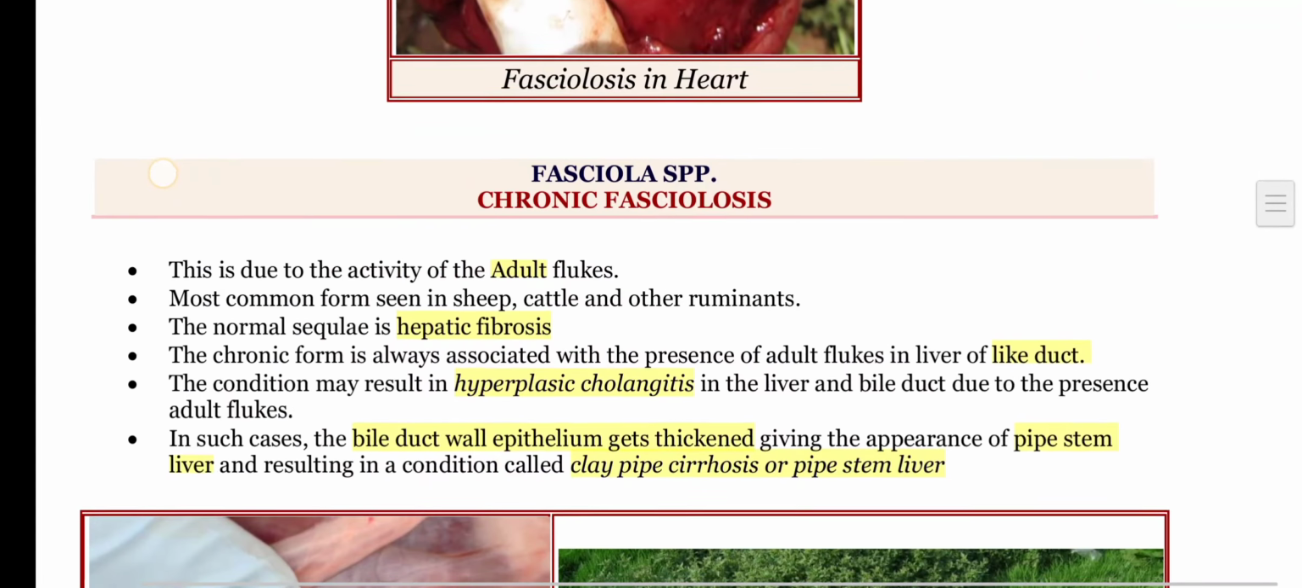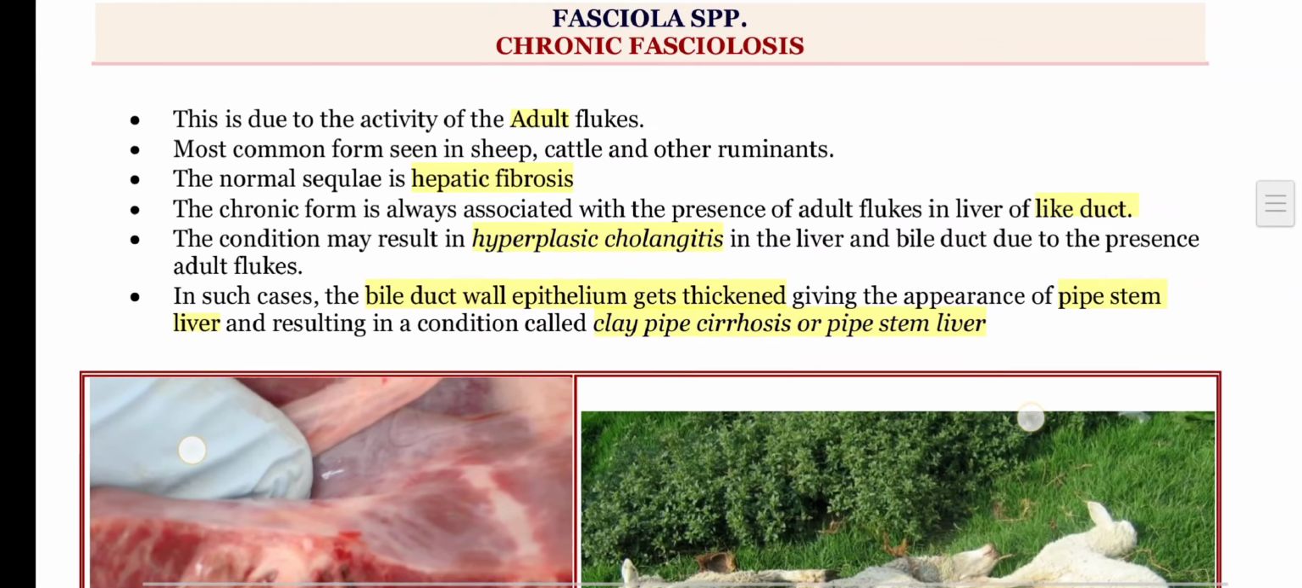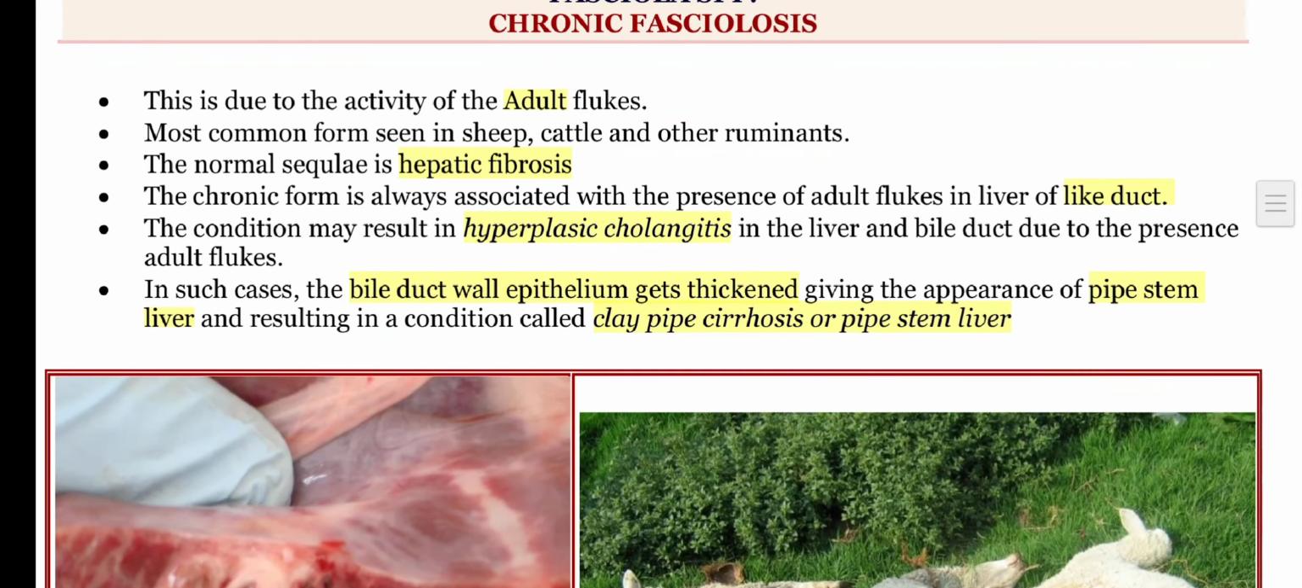Now let us look at chronic fasciolitis, which is due to adult flukes. The adult flukes are present in the bile duct, so obviously the pathological lesions will be noticed in the bile duct. And the normal sequela of chronic fasciolitis is hepatic fibrosis. Whenever the acute stage passes and the chronic stage comes up, that stage is manifested by fibrosis.